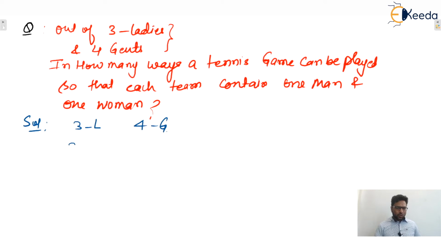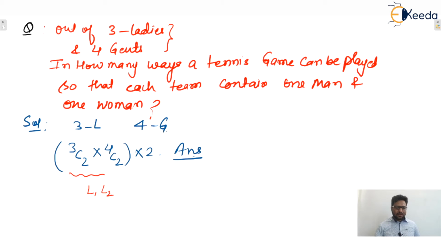So we can select two ladies out of three in 3C2 ways, and we can select two gents out of four in 4C2 ways. Yes or no? Now remember guys, that will be multiplied with the 2 only. That will be the correct answer. Why is it multiplied with 2? We can say that there will be two possibilities after selection. What are these possibilities? You only tell me.